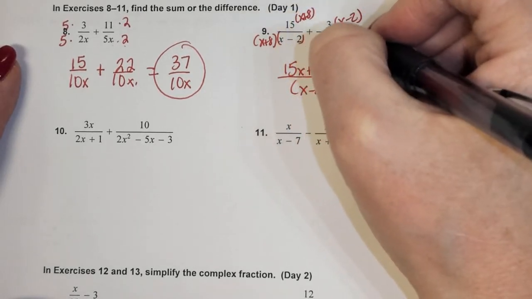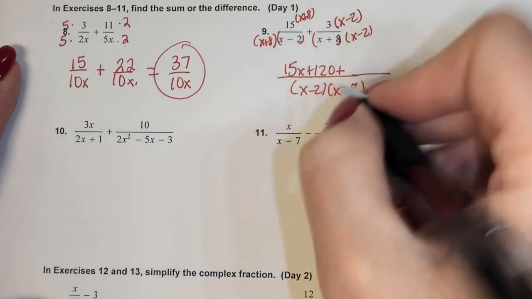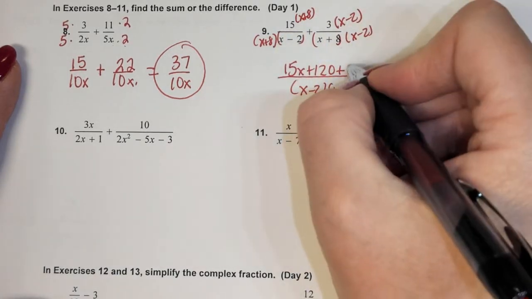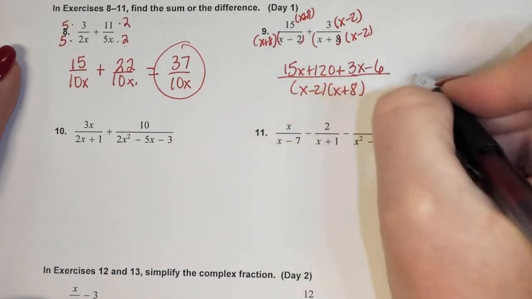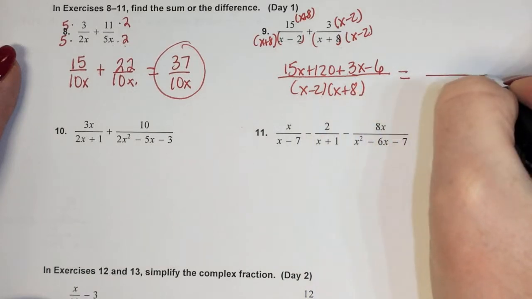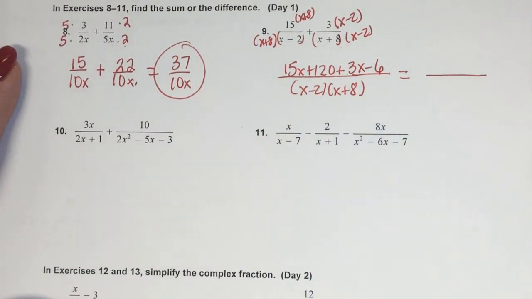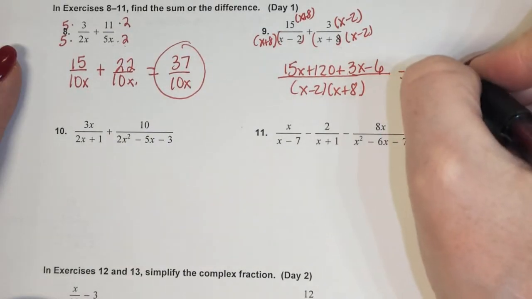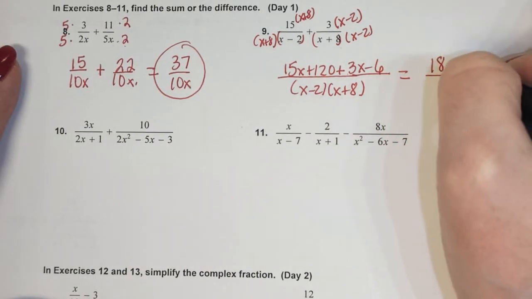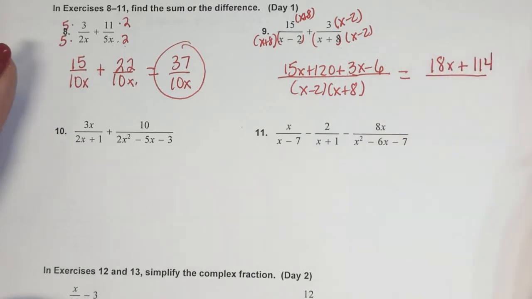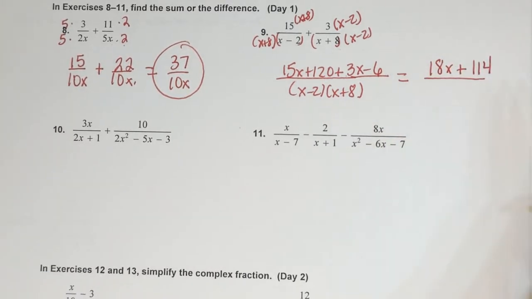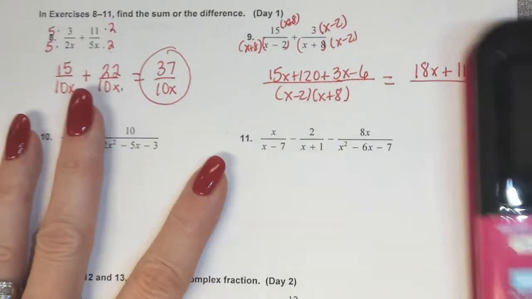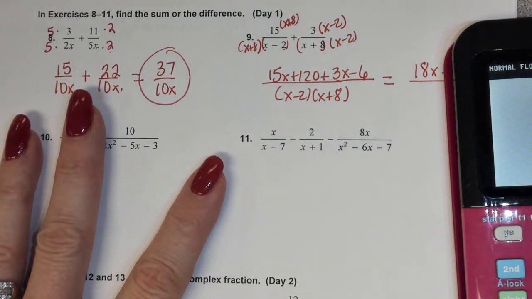X minus 2 on top, x minus 2 on bottom. So distribute that through, so it's going to be plus 3x minus 6. And now you just need to combine all your like terms. So 18x plus 114. Now I might want to check if that can be factored. I don't know what 114 divided by 18 is.